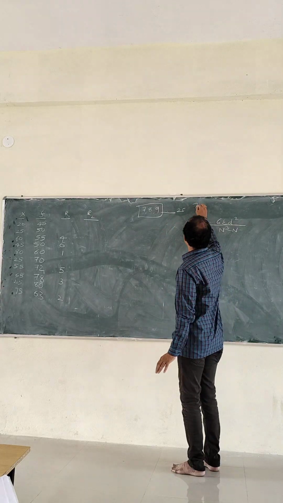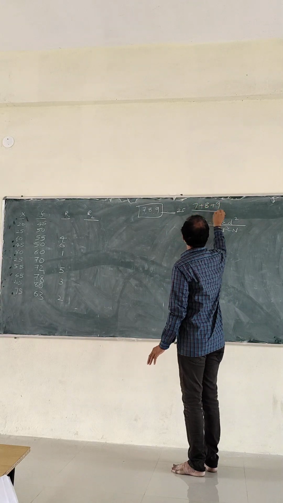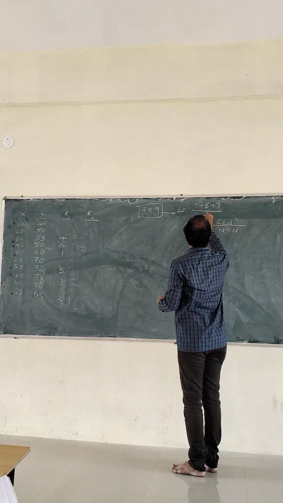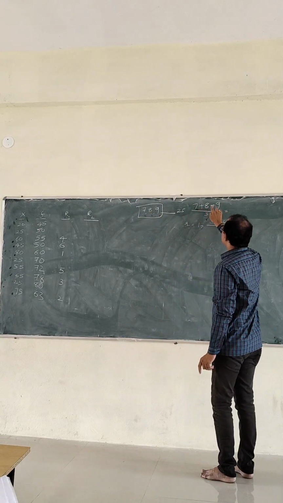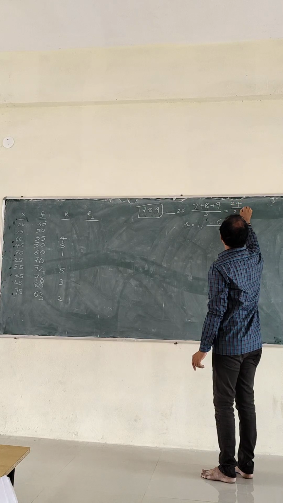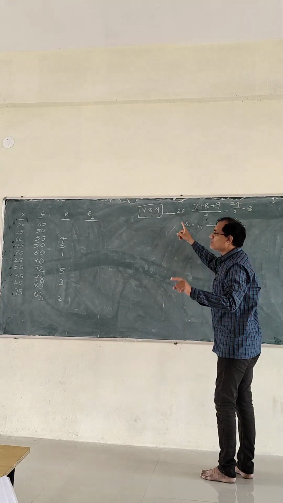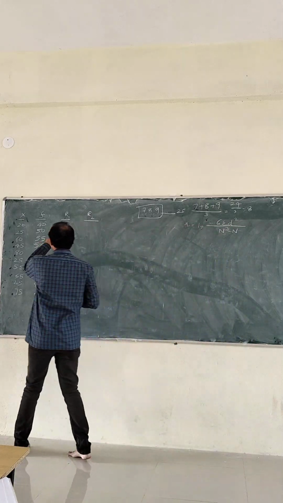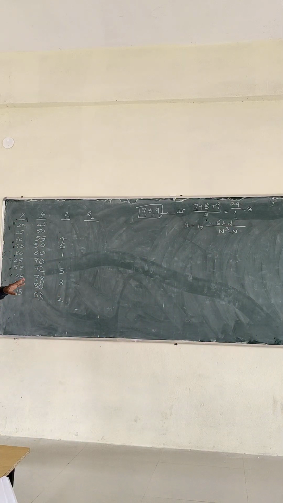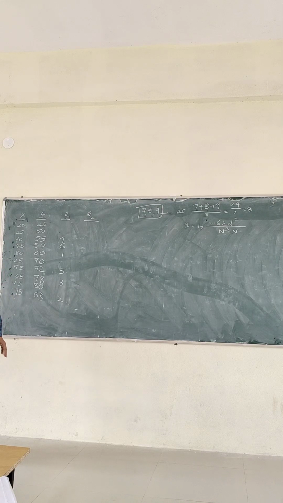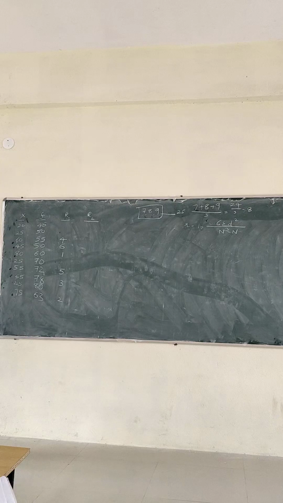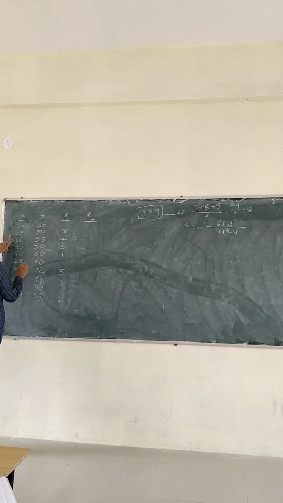Average means 7 plus 8 plus 9 divided by how many numbers? 3. 7 plus 8 is 15, 15 plus 9 is 24, and 24 by 3 means 8. So for this 25, in all 3 places you are going to write 8 only. There is no 7th rank separately and no 9th rank separately. The 8th rank only you are going to allot 3 times. Here first time 25 came, here 8, here also 8, and here also 8.